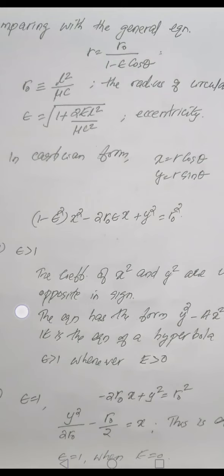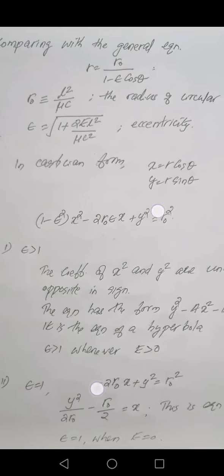So there are different conditions. From this equation, epsilon can be greater than 1, equal to 1, and less than 1. These are three possibilities. Let us consider what happens if epsilon is greater than 1. Okay, first condition. So epsilon greater than 1 means 1 minus a bigger quantity, so this term becomes negative.